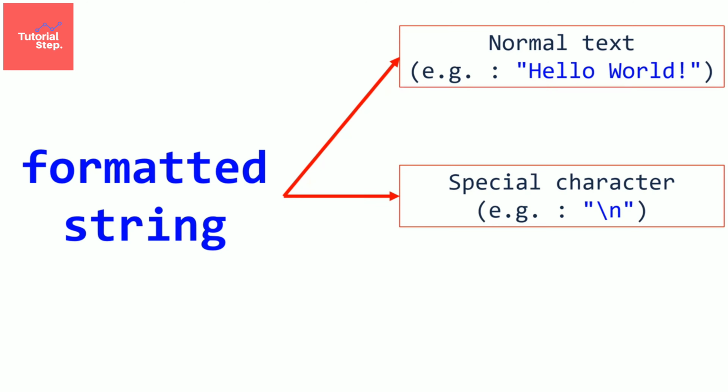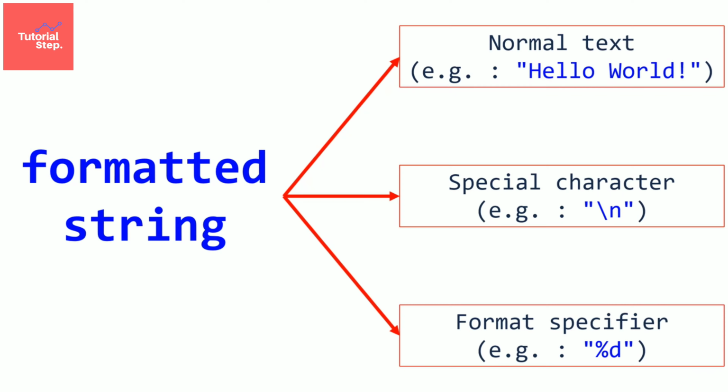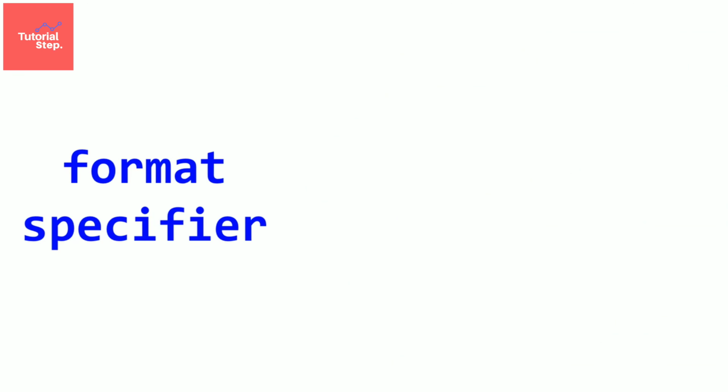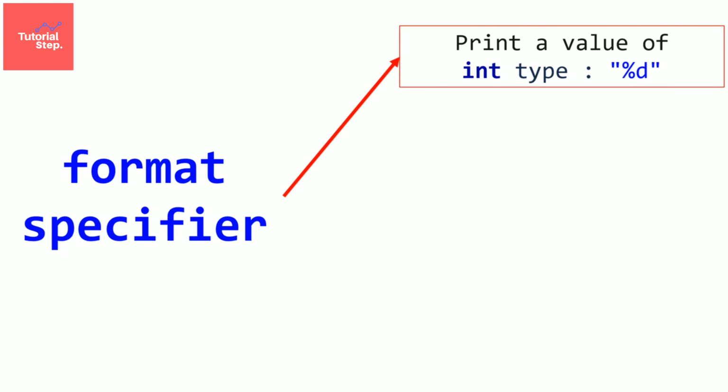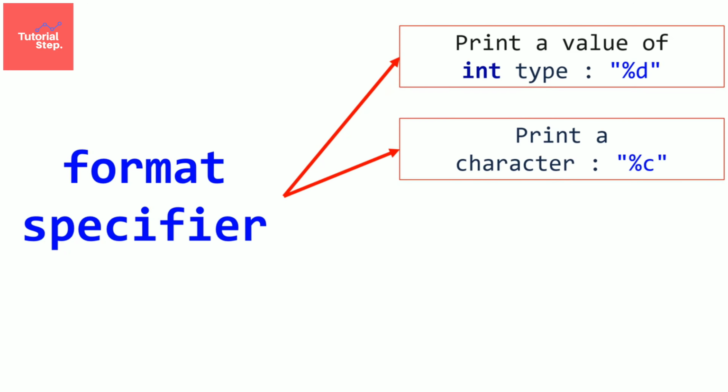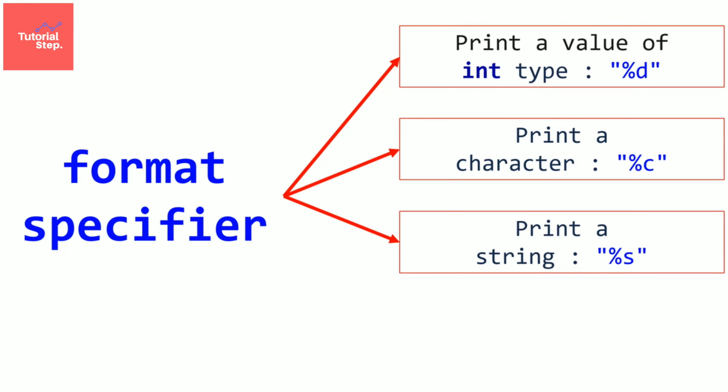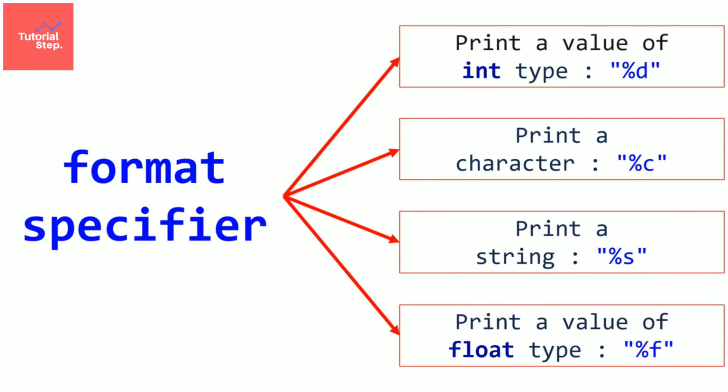And to print variables we have to use a format specifier. A format specifier contains first a percentage symbol followed by a code depending on the data type we want to print. For example, if we want to print a value of type int, we write %d. If we want to print a character, we write %c. If we want to print a string, we write %s. If we want to print a value of type float, we write %f. You can check the link in the description to find the format specifiers of other C data types.